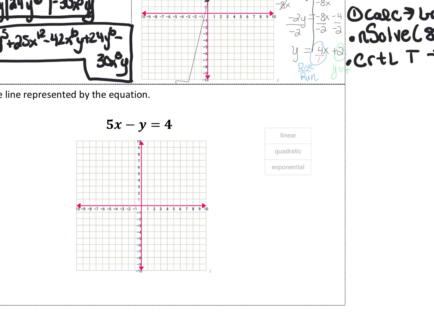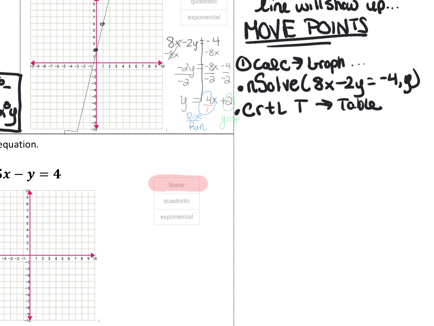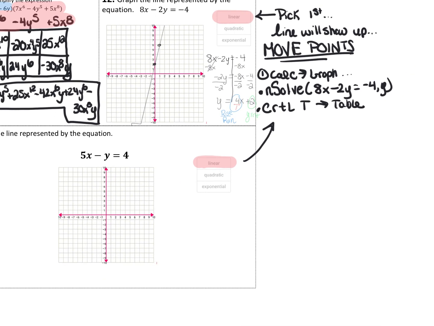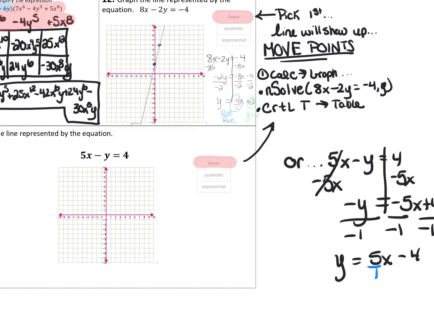So again, when you get to Eduphoria, you have to pick this linear. And then, again, you can see these calculator directions up here. Or you can do the algebra. So go ahead and pause and then try this problem by yourself. So this is my y-intercept. And then this is my rise over my run. So I go up 5 and over to the right 1. Then once you have those 2 dots down, Eduphoria will draw this line for you.